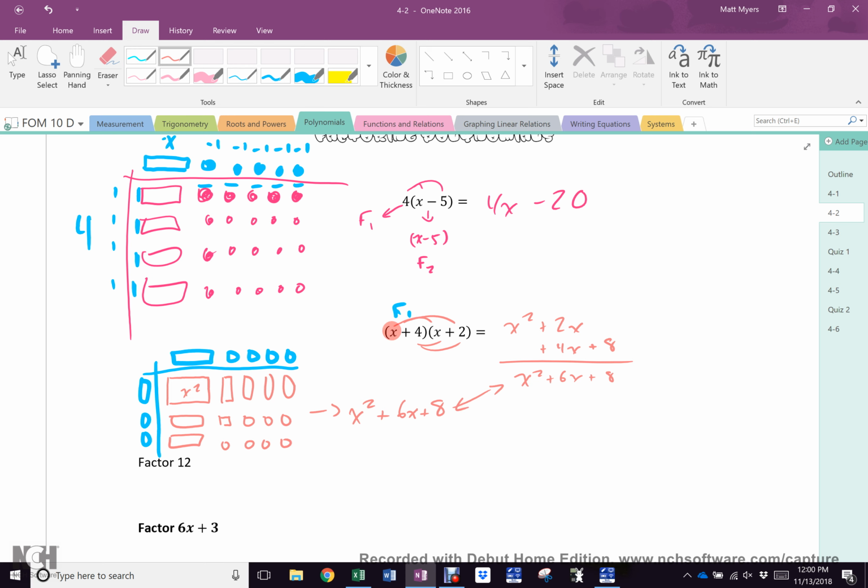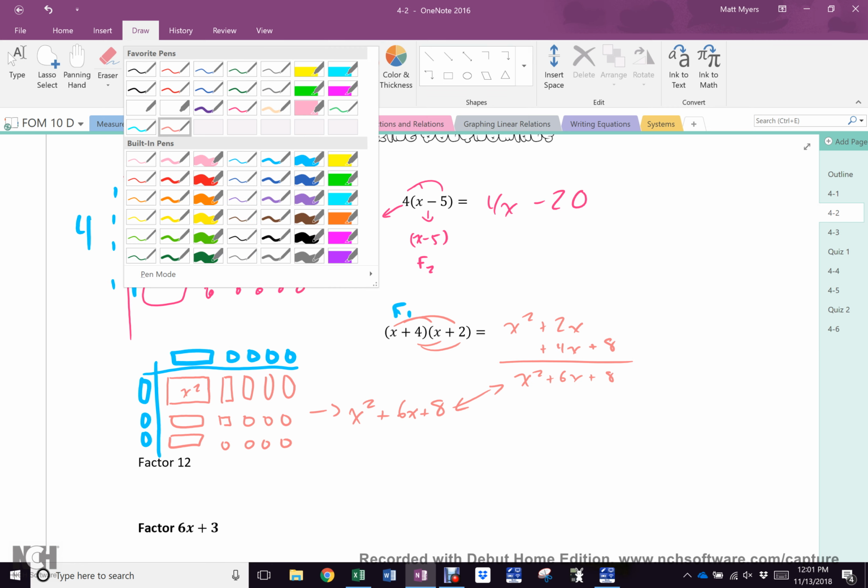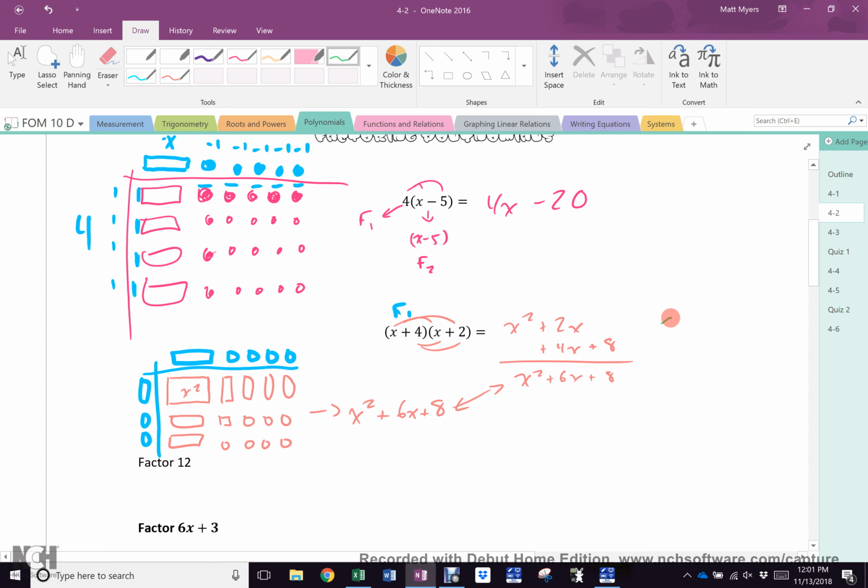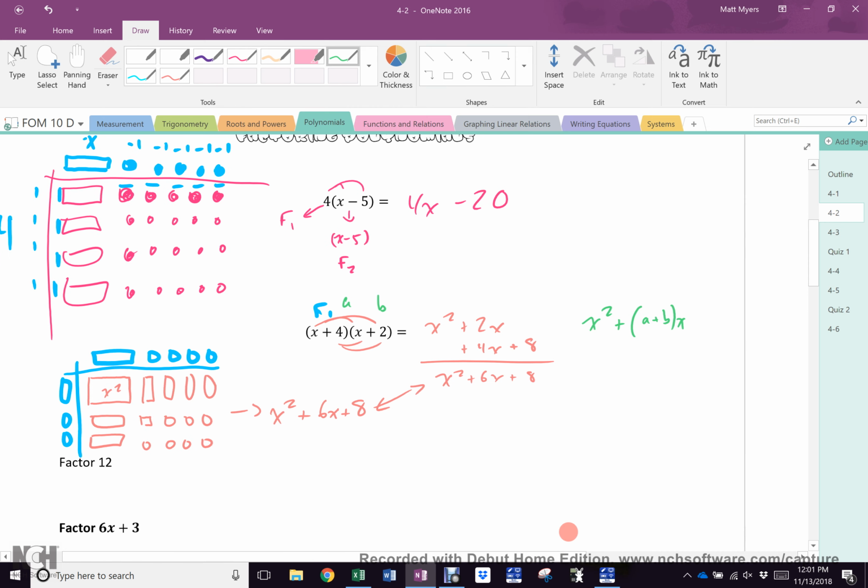And then, because I love you as much as I do, I even gave you one more shortcut that you could use whenever the first term was just a single letter. What was that shortcut? Does anyone remember? It was a long time ago. It is x squared, plus (a plus b) x, and then plus a times b. In this case it is x squared plus (4 plus 2) x, plus 4 times 2, which is x squared plus 6x plus 8.